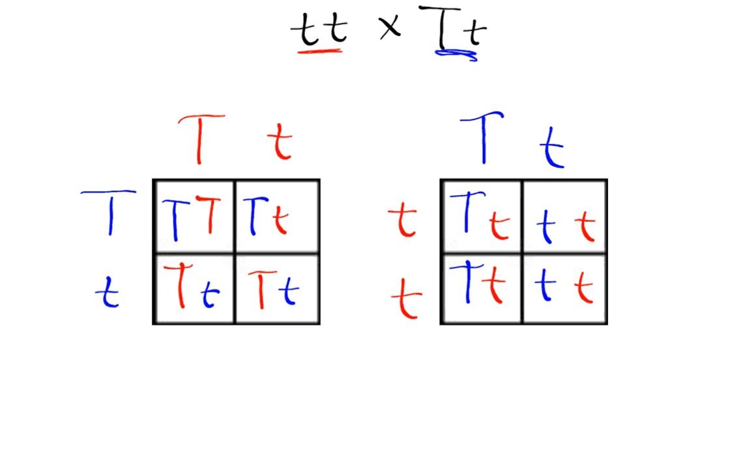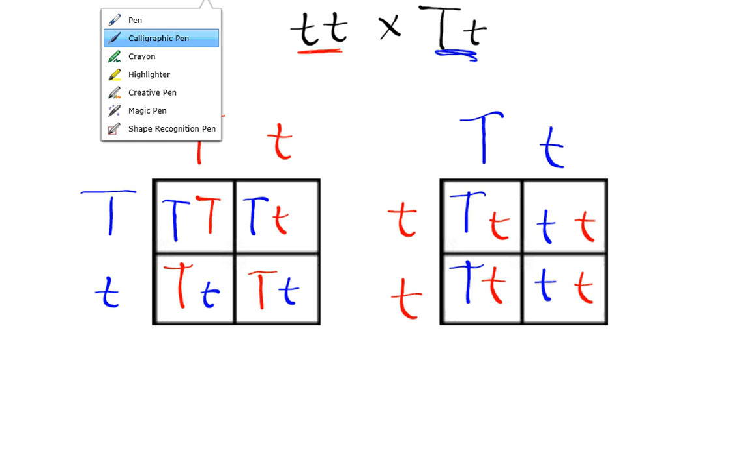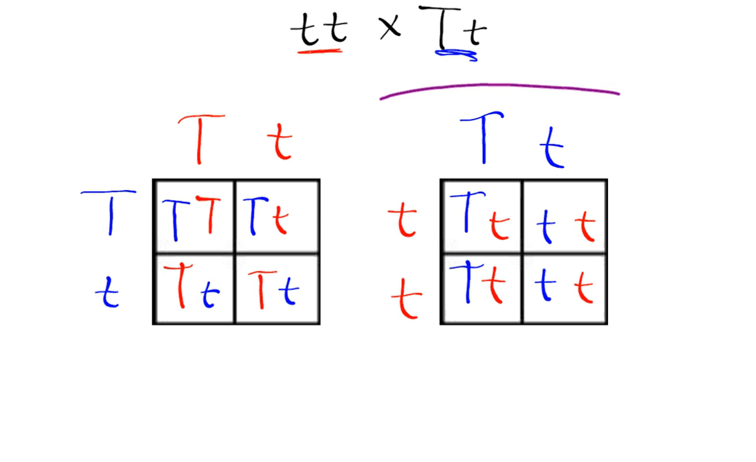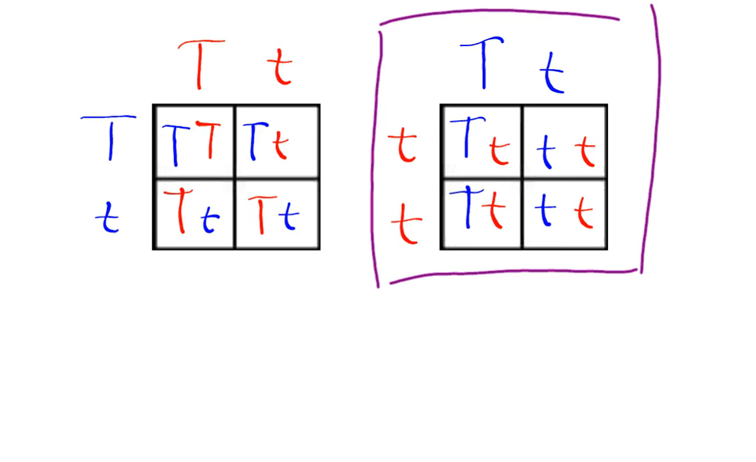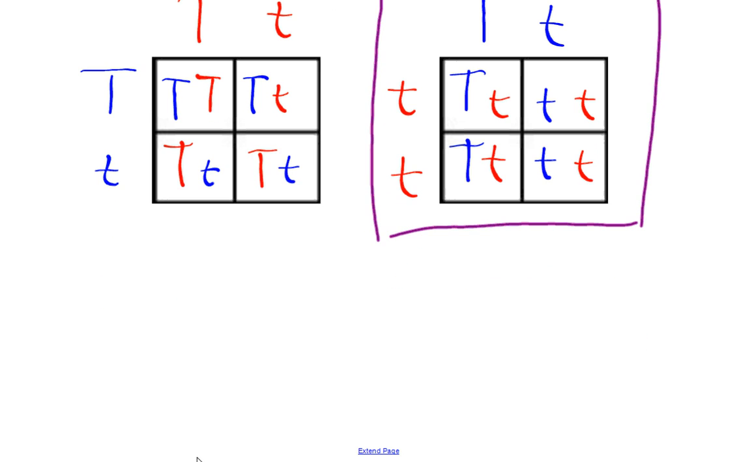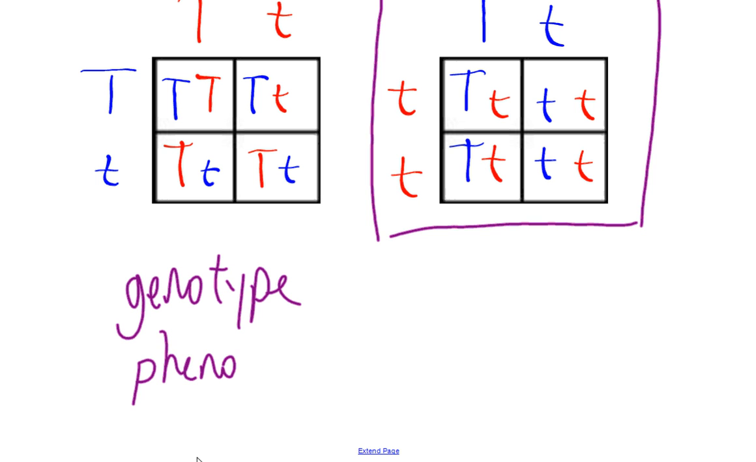Now, what I might ask you to do, and what you should be able to do, is if I give you a problem like the one I just gave you, and you solve the Punnett square, that's all well and good. But what I would like for you to do is be able to give me both the genotype and phenotype frequencies. So what do I mean by that?